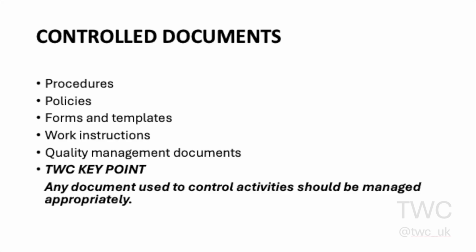Many different types of documents may require control. Examples include policies, procedures, work instructions, forms, templates, and quality management system documents. The exact documents will vary depending on the size and nature of the business. The important point is that any document used to manage, control, or direct business activities should be appropriately controlled. This helps ensure consistency across the organisation.